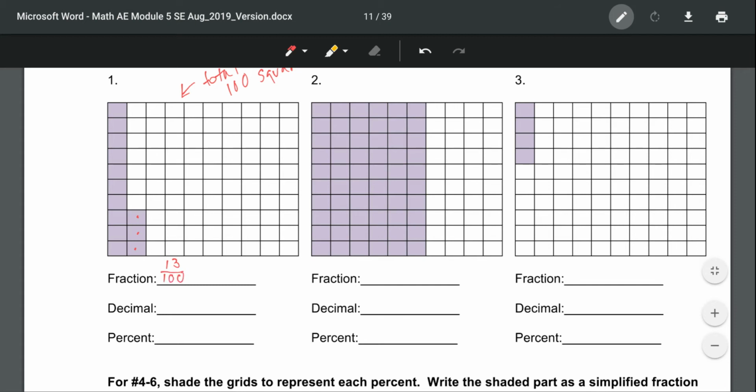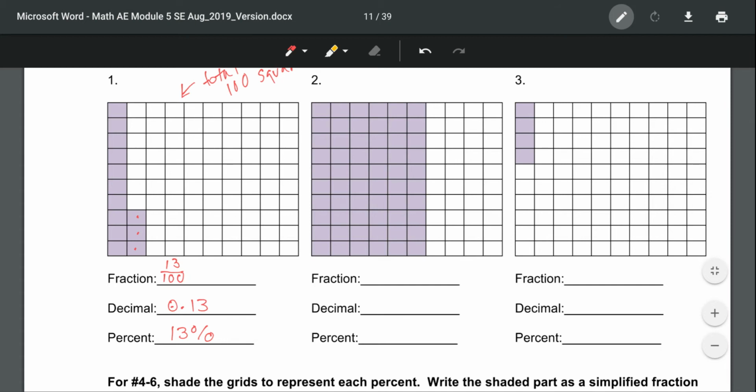So since 13 and 100 don't have anything in common, we can't simplify it. So as a decimal, this means 13 hundredths. So this would be 0.13. Then as a percent, remember that a percent means out of 100. So if you have 13 out of 100, that's just 13%.